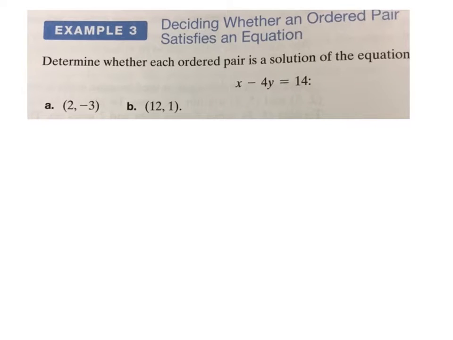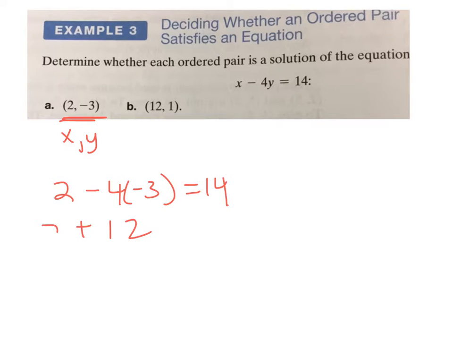To determine whether an ordered pair is a solution, you plug in the first one for x and the second one for y. So if we put a 2 in for this and substitute and put our -3, we want to see if this is a true statement. If I do the math here, this is a positive 12, and with the 2, we do get 14. So this is a solution.